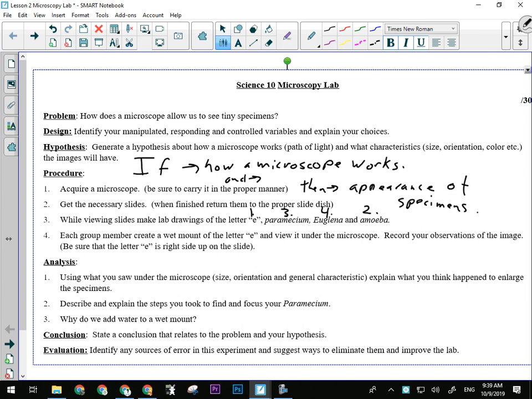Once you've got your picture of the amoeba, put the amoeba slide back in the box. Grab the paramecium slide and come back. Paramecium, that one you're going to need to get on high power. It's a bit smaller, but still fairly easy to find, and there are lots of them on each slide.